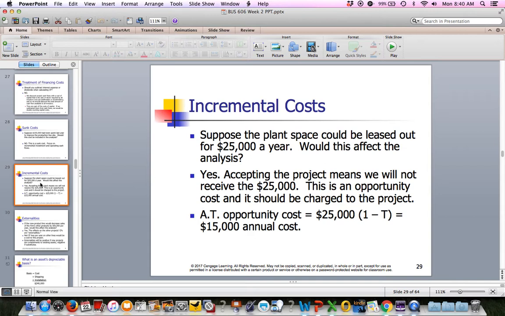And so it says here, would this affect the analysis? And the answer is yes, because accepting the project means we just gave up the $25,000, right? I can't do both. I can do one, I can do the other. I cannot do both. The opportunity cost, this is opportunity cost and should be charged to the project. The after-tax cost is what we focus on, and in finance we focus on cash, and cash is always after tax. So if I lease this space for $25,000 and I have a 40% tax rate, I net $15,000. So that's really what the opportunity cost is after tax, $15,000.